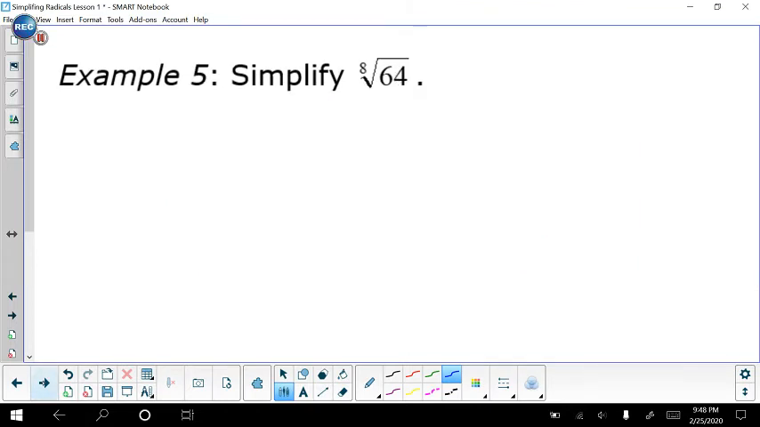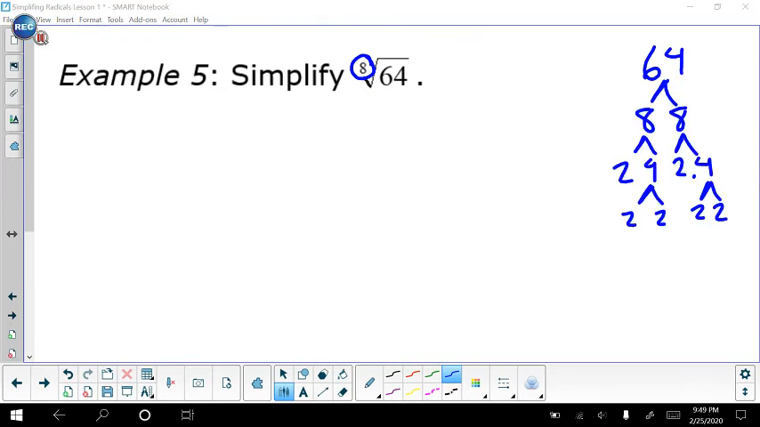All right, looking at example 5, it looks like we need to find a group of 8 numbers that are the same. So off to the side, I'm going to simplify 64. I'll be back in a second. All right. Okay, now I factored 64, and it looks like there are 6 2's altogether. So I can rewrite that as 2 to the 6th power. That doesn't really help me much because I need 8 in order to simplify this radical.